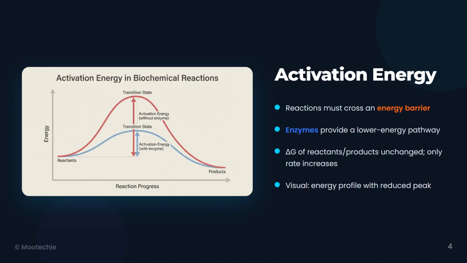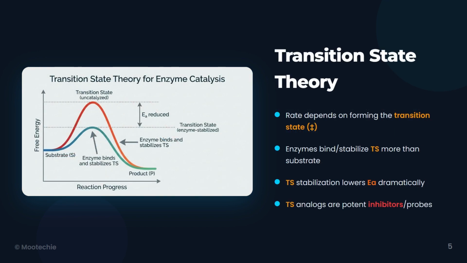The higher curve shows the activation energy needed without an enzyme, while the lower curve shows the reduced activation energy pathway when an enzyme is present. The axes are labeled energy on the vertical and reaction progress on the horizontal, going from reactants to products. Coming up, we'll discuss the transition state theory for enzyme catalysis.